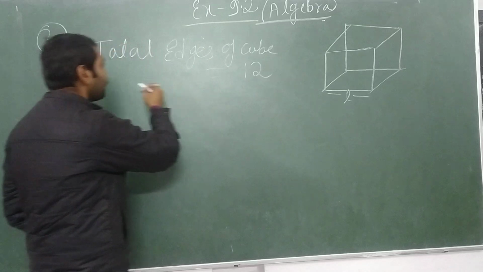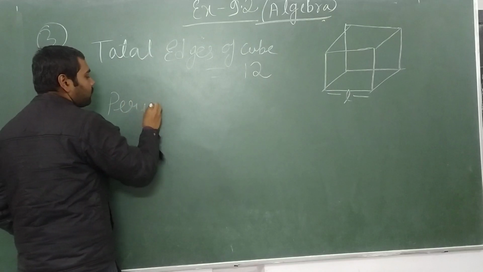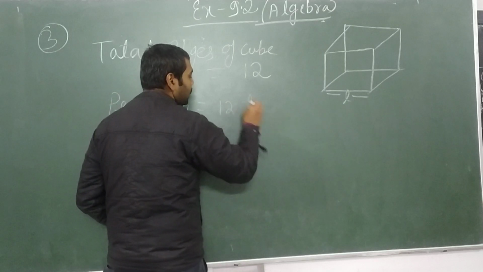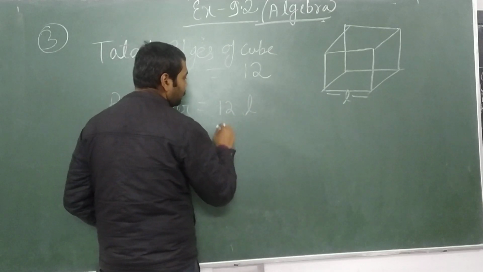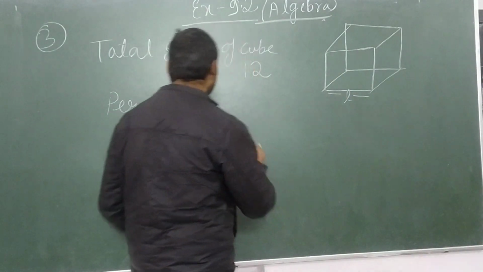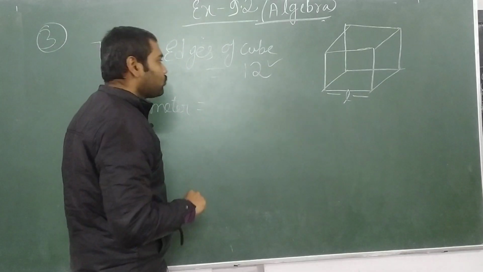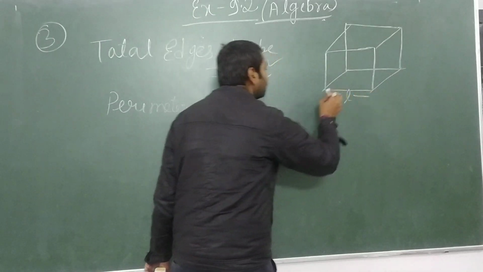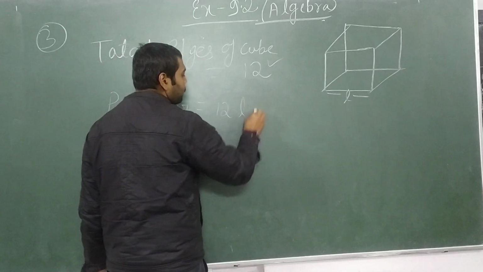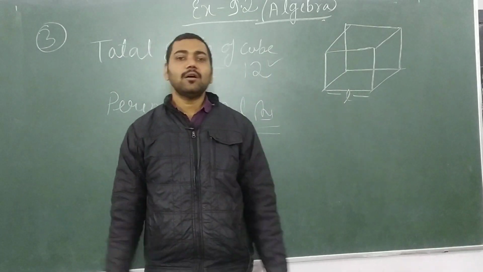So here we have 12 edges. Total edges of a cube is 12. So we have to find the perimeter. Perimeter equals what? 12L. Understand? It is clear? It will be 12L. How will we get the 12L? We have to add all edges 12 times. So we will get 12L. The number of edges of the cube is 12 and the length of one edge is given as L in the question. So it will be 12L. This is the answer. It is clear? This is the question.